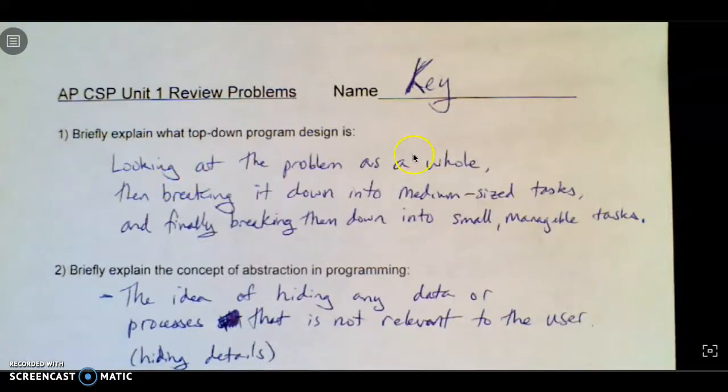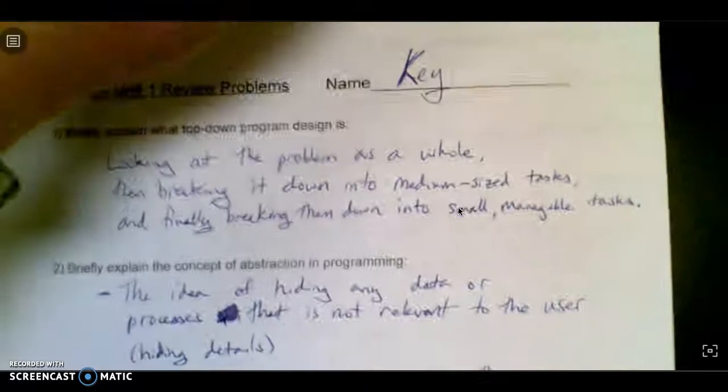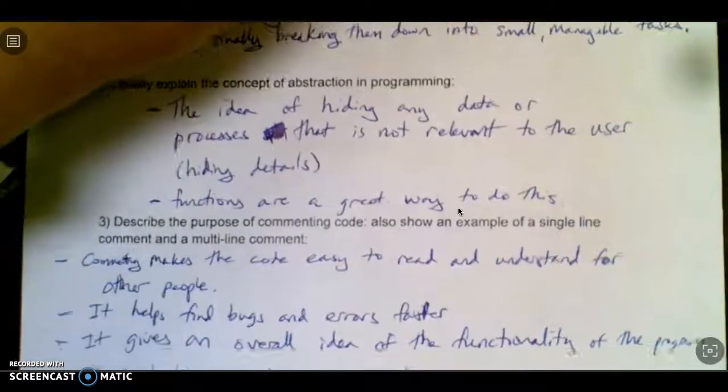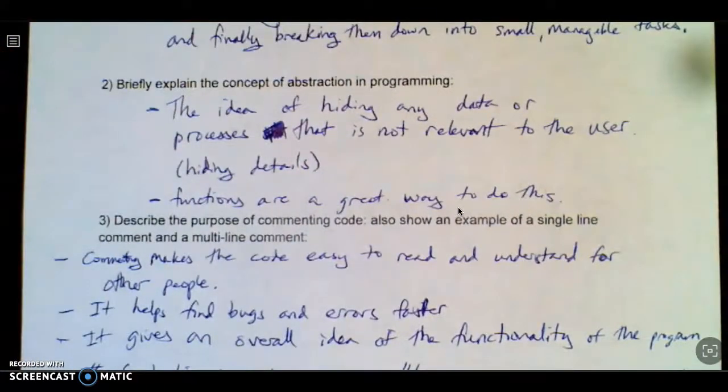Top-down design, basically taking a big problem, breaking it into smaller chunks, breaking that into smaller chunks until they're manageable tasks. Abstraction is hiding data that is not relevant, hiding details. I said functions are a great way to do this in programming.